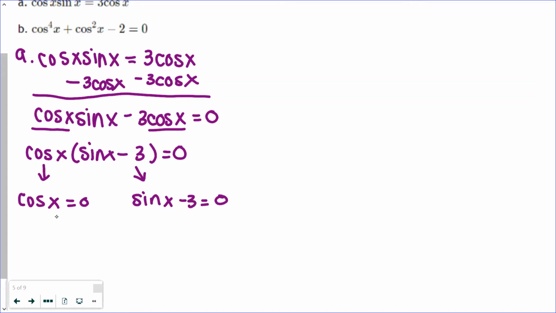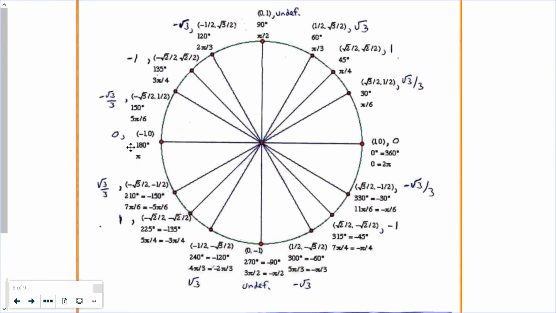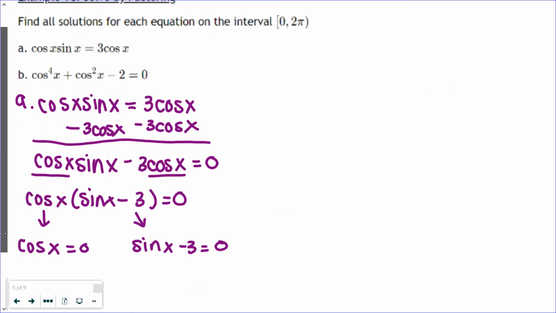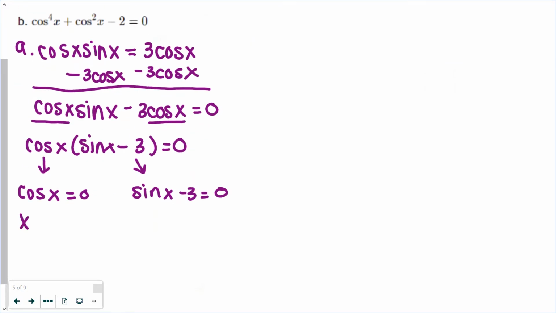If I solve this, I'm going to use my unit circle. I'm going to look for where cosine equals 0. So we go to our unit circle. Cosine is the x value. Cosine is 1, not 0, not 0. Right here, 0 at pi over 2. So my first solution for this side is going to be x equals pi over 2.